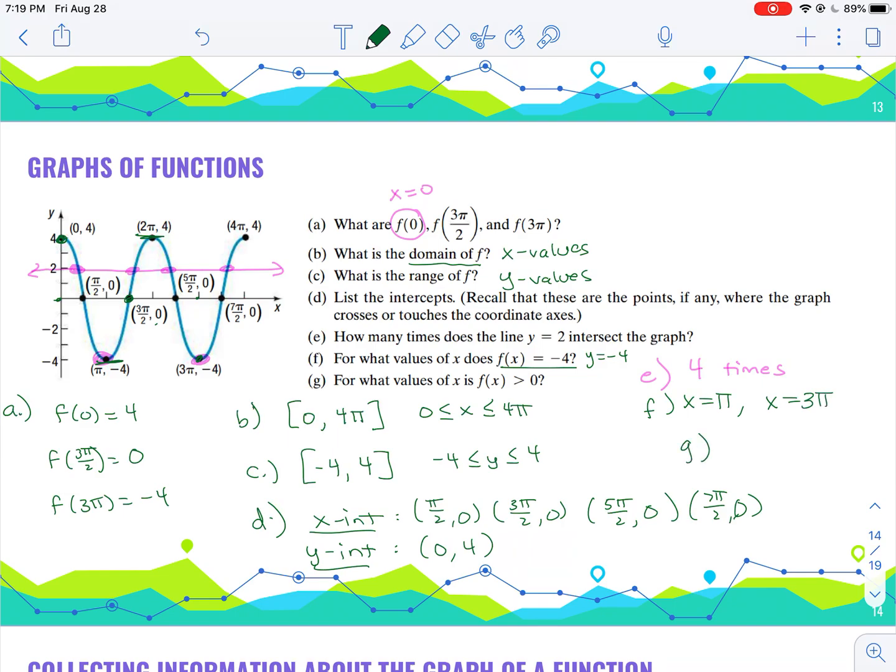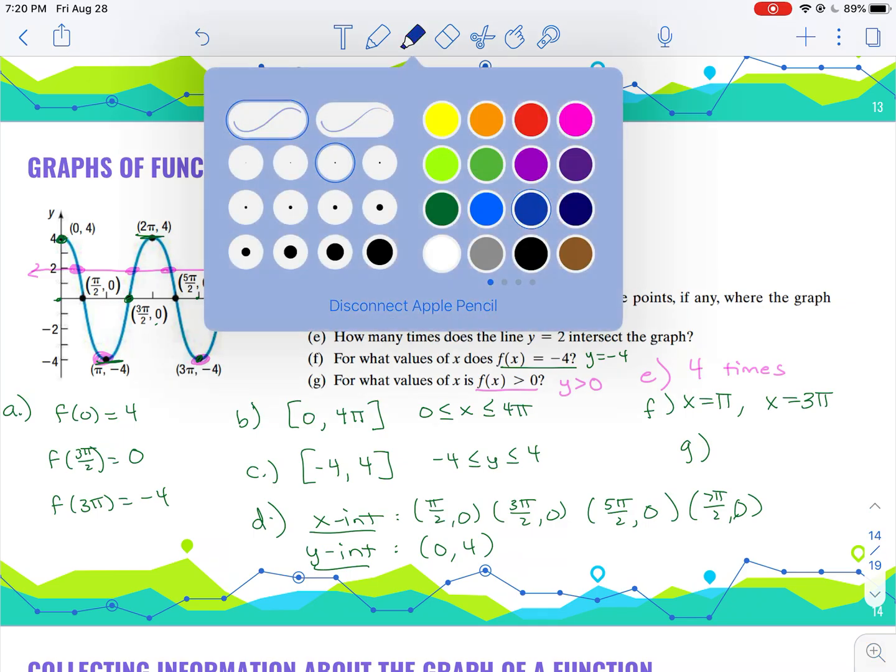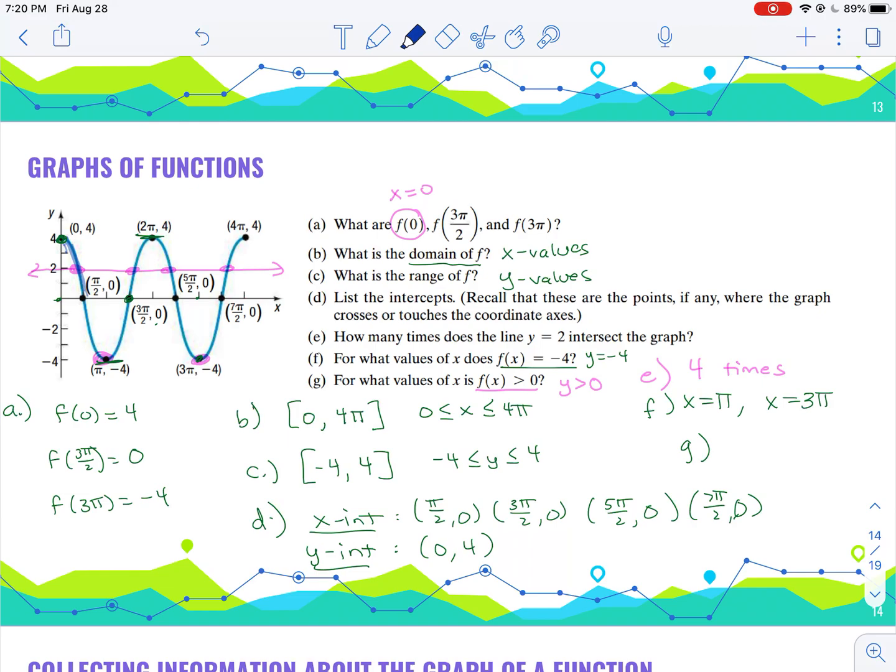And G wants to know for what values is f of x greater than 0. So it wants to know when is y greater than 0. That's the height of the graph. So it wants to know when is the height of the graph higher than 0. Well, it's higher than 0 right here. And that's between 0 and pi over 2. So between 0 and pi over 2, it's higher than 0.